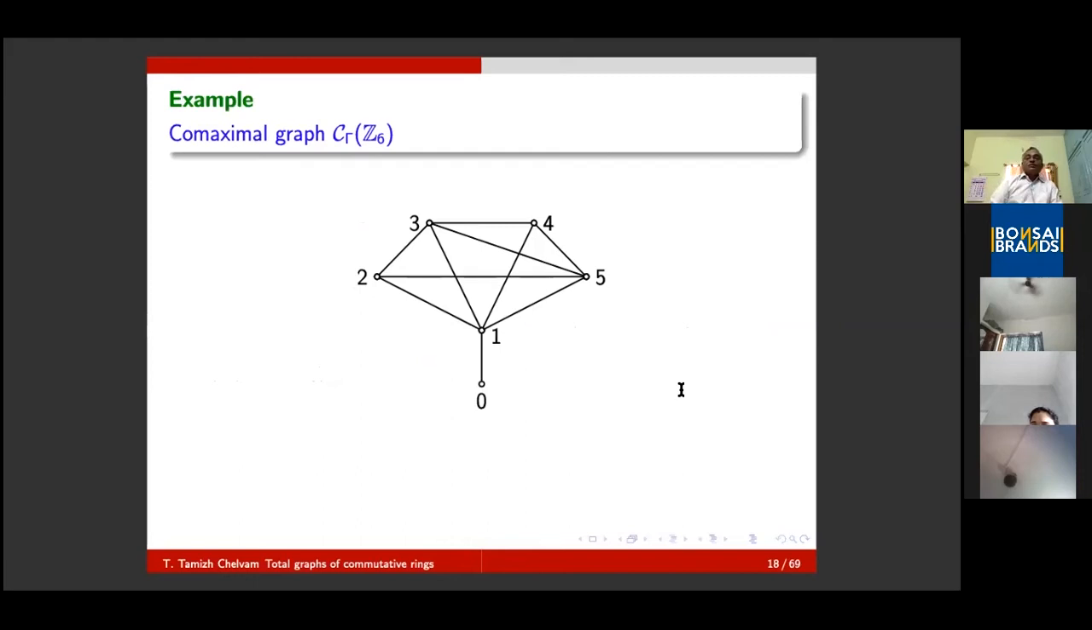For example, consider the congruence classes modulo 6 and look at the comaximal graph. Please note that 1 is a unit. Therefore, 1 is adjacent to everything, since 1 times R plus any ideal gives R, which is full. Then look at these two: in Z6, Z6 times 2 plus Z6 times 3 gives you all the elements. So this is the comaximal graph of Z6. Now let me make some observations regarding the total, unit, and comaximal graphs.